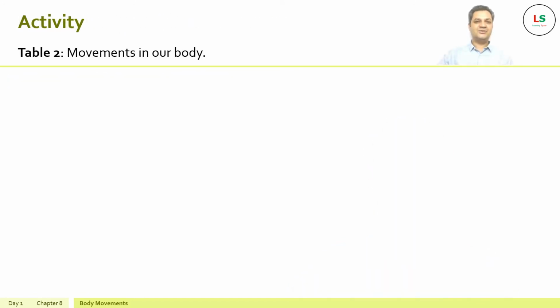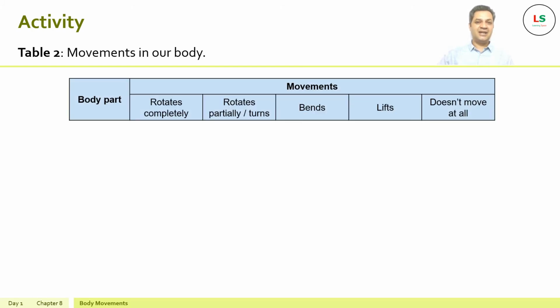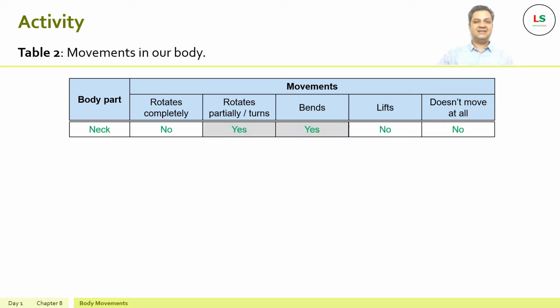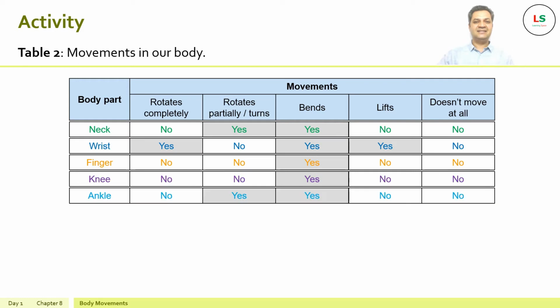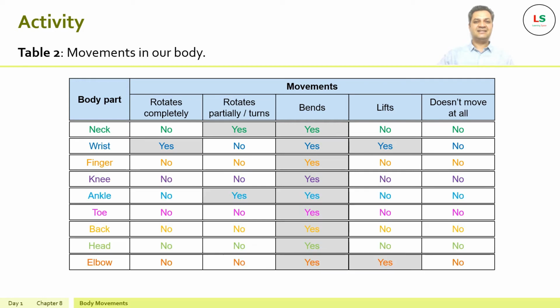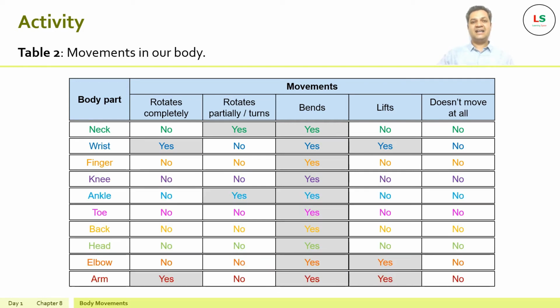Let's compile our observations into a table. So here we have a table with movements of our body. For 10 body parts, we are going to check if they rotate completely, partially, bend, lift, or do not move at all. Let's see them. The cells highlighted in gray tell about the body parts which undergo movement.